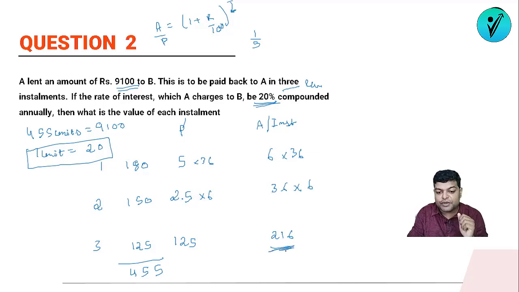So if the value of 1 unit is 20, what was the value of the installment? The value of the installment was 216 units. So in terms of rupees, it will be 216 into 20. So it's 4320.